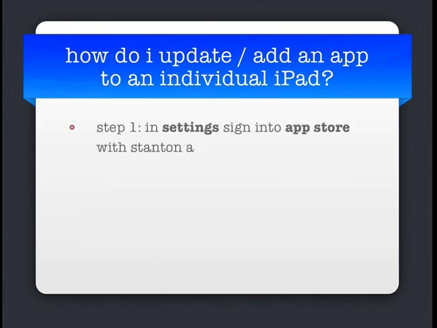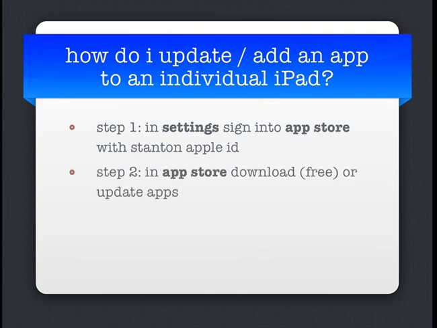Step 1, in the settings, sign into the App Store with the Stanton Apple ID, which your department chair can give you. Step 2, in the App Store, download or update any of the apps you wish. Step 3, in settings, sign out of the App Store. So sign in, go to the App Store, get what you want, sign out, right? That's pretty simple. Yeah, very simple.